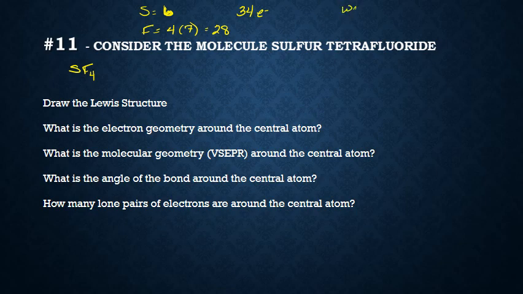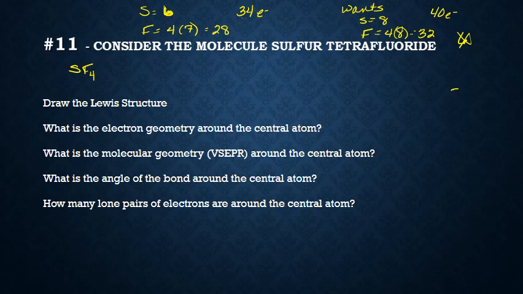And sulfur wants 8. Fluorine, I've got 4 of them, and they all want 8. So that's 32 and 8. That's 40 electrons. Well, 40 minus 34, that's going to be 6. Wait a minute. This is one of those examples where it's just not going to work, isn't it?